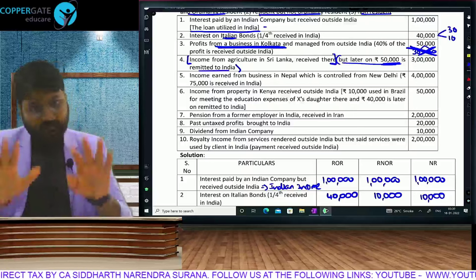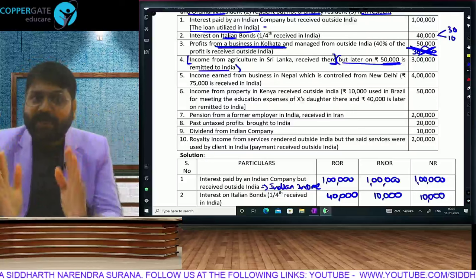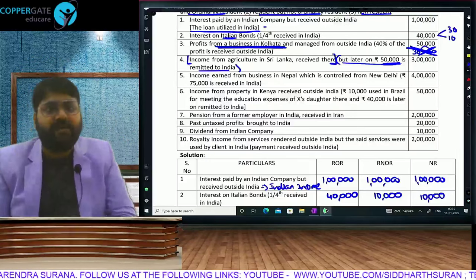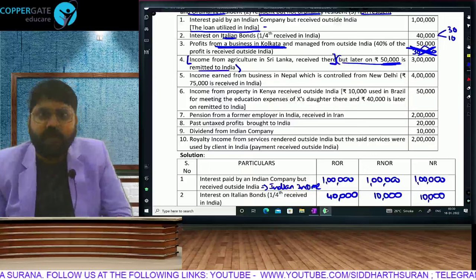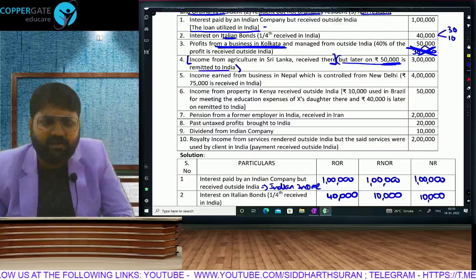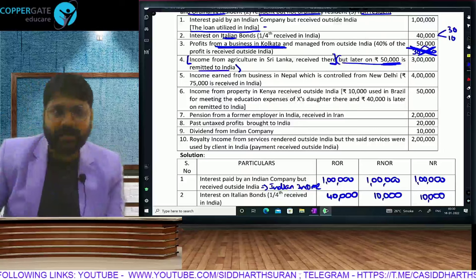When I earn income, we have to decide whether it is taxable or not taxable. After earning income, if I take my money from one place to another, that is called repatriation, remittance of money from one place to another. Have I earned income again for the second time? No. Taking money from one place to another is not income.